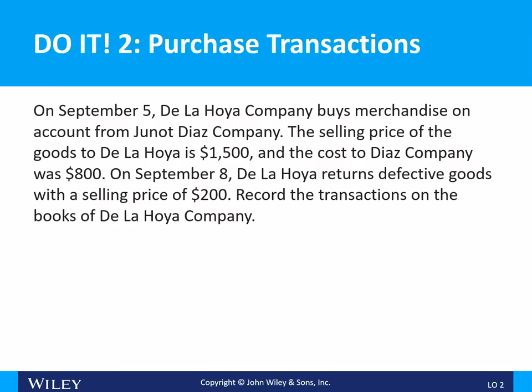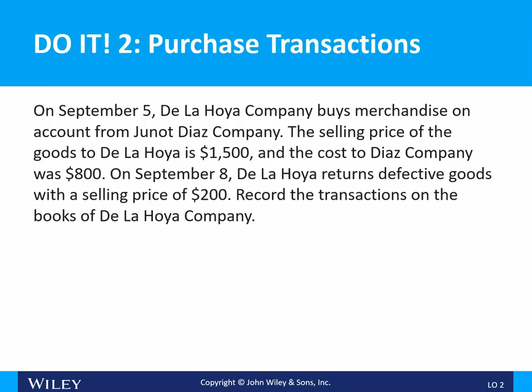Another example here: September 5th, De La Hoya Company buys merchandise on account from Juno Diaz Company. The selling price of the goods to De La Hoya is $1,500. The cost to Diaz was $800. On September 8th, De La Hoya returns defective goods with a selling price of $200. Record the transactions on the books of De La Hoya Company.